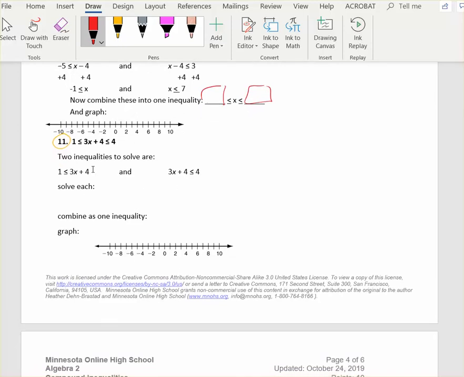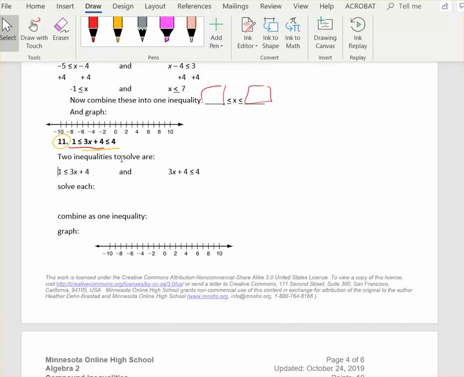All right, so in 11 we have the two inequalities that have been combined: 1 is less than or equal to 3x plus 4. I just took that from right here. That's the left and the middle part. And then the other inequality is 3x plus 4 is less than or equal to 4. So I wrote both of those. Now we have to solve both of those. So I'm just going to move these over a little bit.